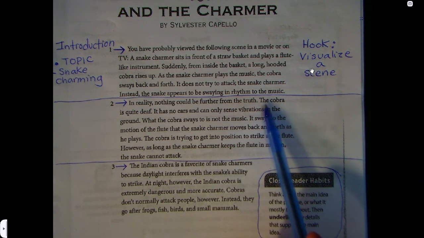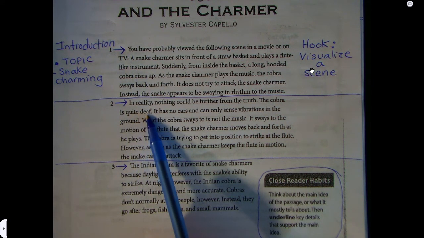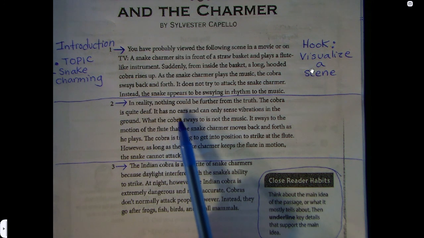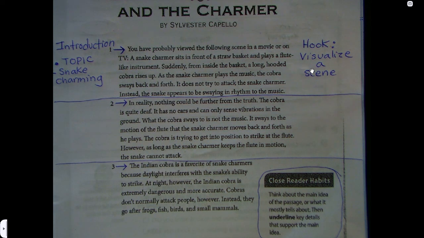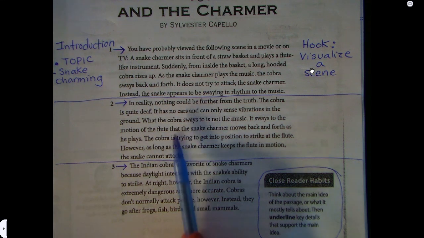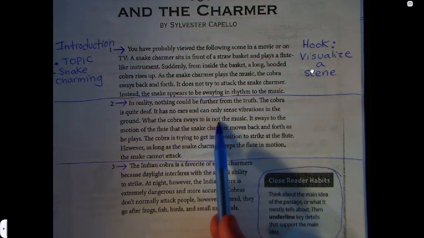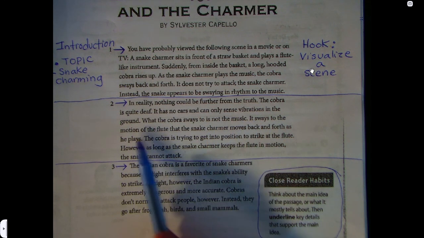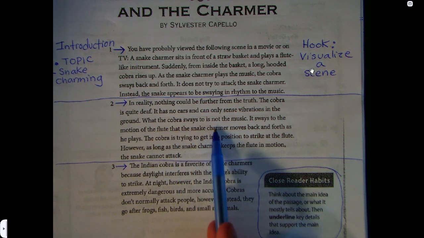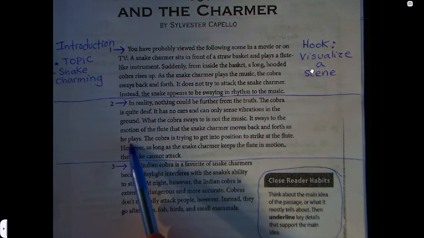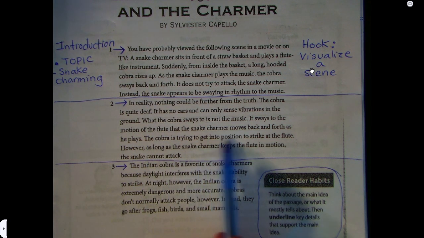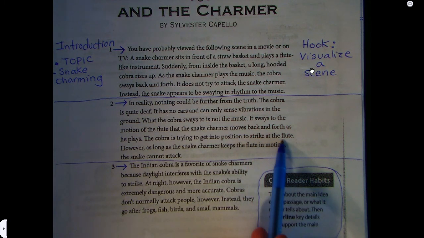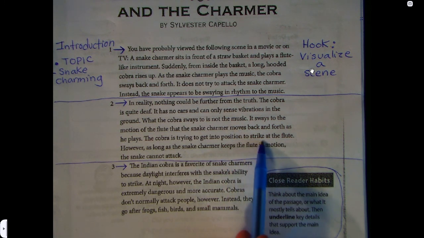Let's keep reading. "The cobra is quite deaf. It has no ears and can only sense vibrations in the ground." The word deaf means it's unable to hear. Well, that makes sense. They don't have ears, so they can't hear. "What the cobra sways to is not the music. It sways to the motion of the flute that the snake charmer moves back and forth as he plays." Interesting. "The cobra is trying to get into position to strike at the flute." Strike at the flute. That means attack the flute.